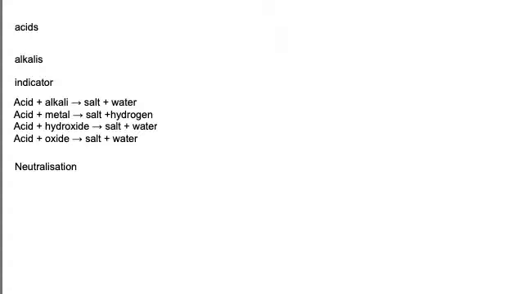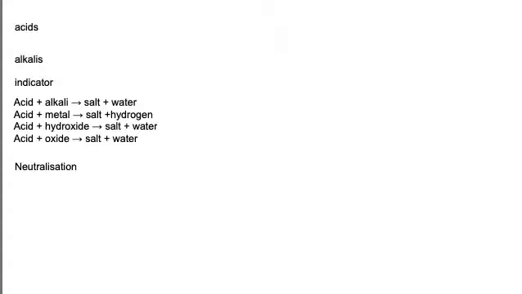The second one is acid plus hydroxide makes salt and water as well. If you had hydrochloric acid and sodium hydroxide, then you would make sodium chloride and water as our products. The third one is an acid with an oxide, makes salt and water. It's the third time the ending has been the same. For example, if we had hydrochloric acid and magnesium oxide, we'd make magnesium chloride and water.